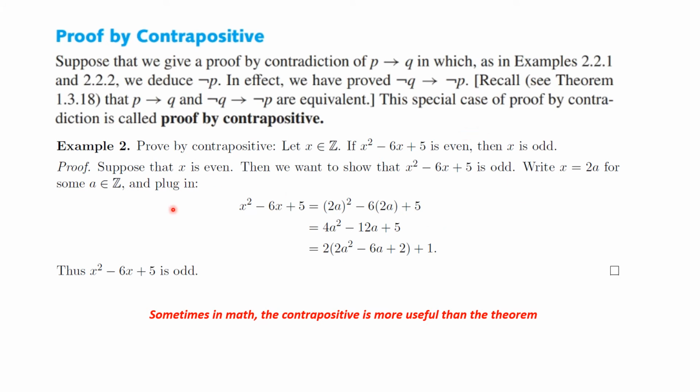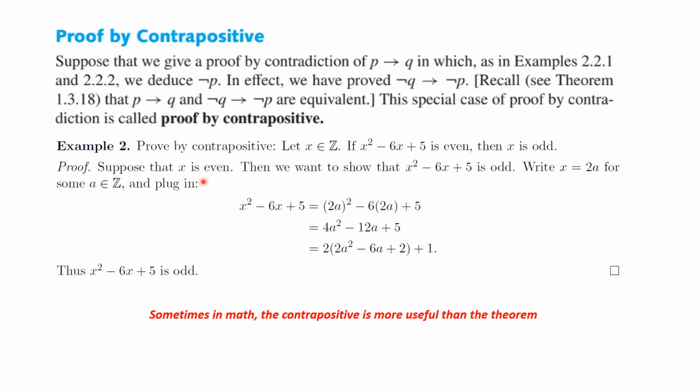Let's look at an example here then. I'm going to prove this by the contrapositive. So suppose Z is an integer. We're to prove if this expression is even, then X is odd. It's easy to prove using the contrapositive. So we're going to assume that this is not true. So we say suppose that X is even. Then, so we're assuming this is not true, then we want to show that this is odd. You see, we're showing that negation of this will imply the negation of this.